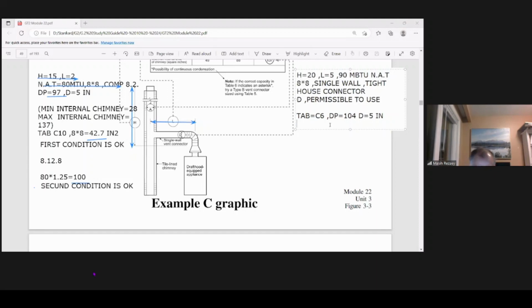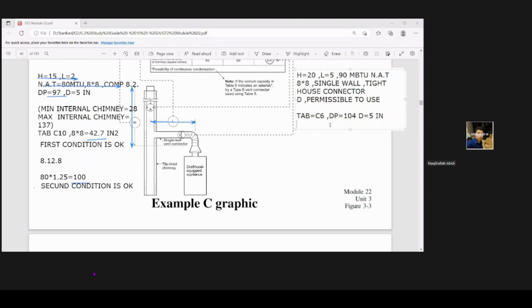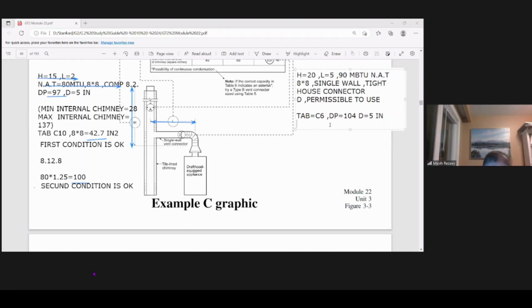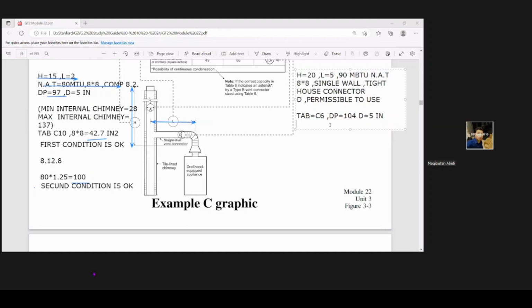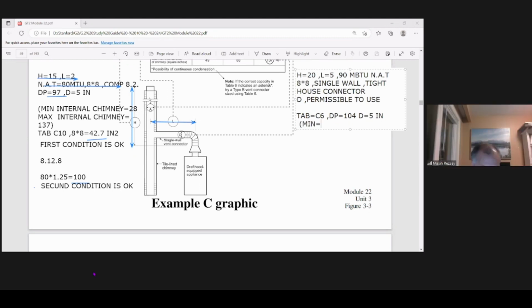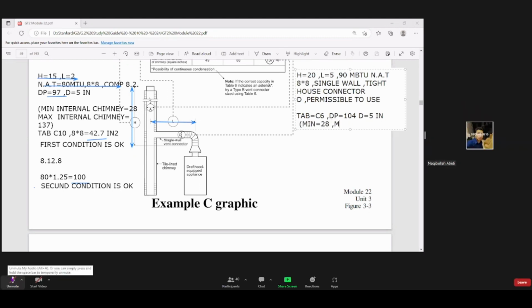First condition, you go on 5, you go on the next size, 5 inch. What do you get, min and max. On the next page, what is the minimum internal and maximum internal of the chimney? For minimum it is 28. For maximum it is 137. Yes, sir.